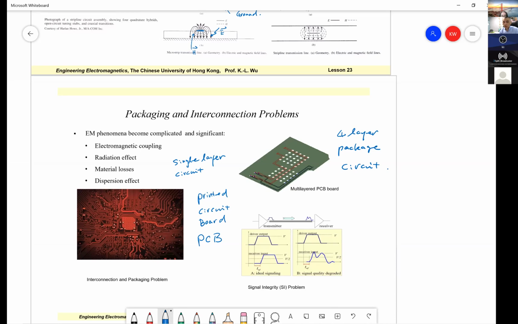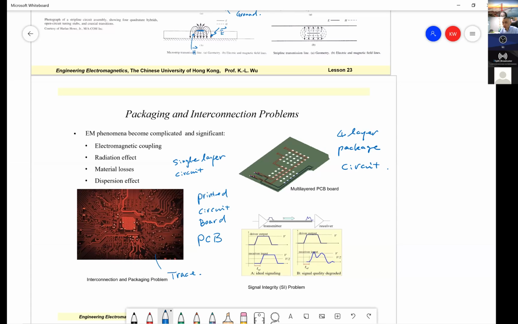So when you look at a trace, you know what that is. That is a transmission line, not a wire. Because we are all talking about high frequency, high speed.